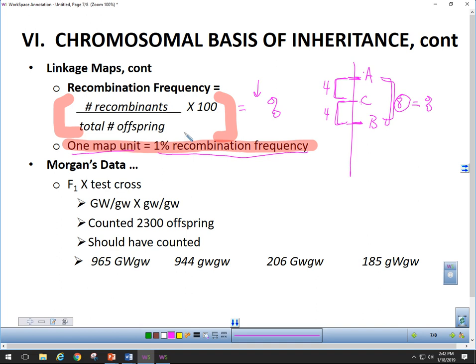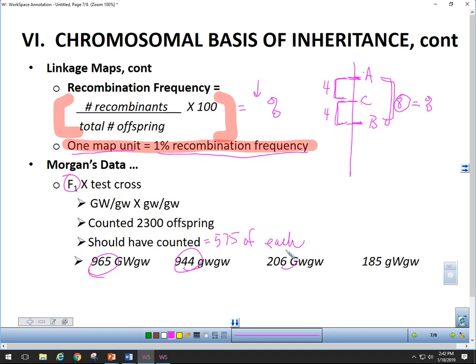Okay, so let's do a little practice problem down here. We did an F1 cross times a test cross, same thing. We've got these 2,300 offspring. Here's your math. This is what we should have counted. Remember, 575 of each. Okay, we actually counted this. We actually already did this problem together.